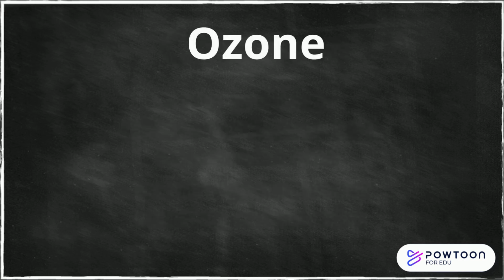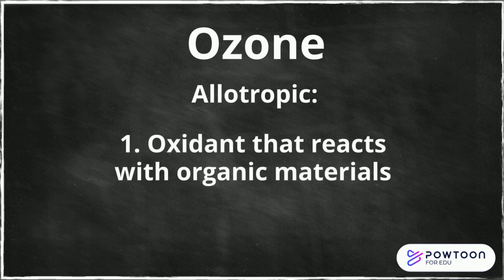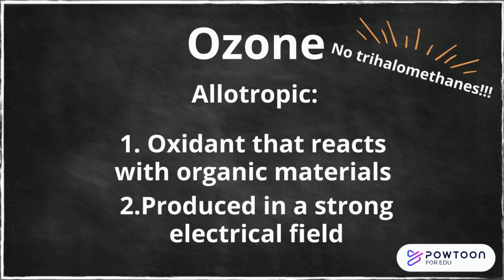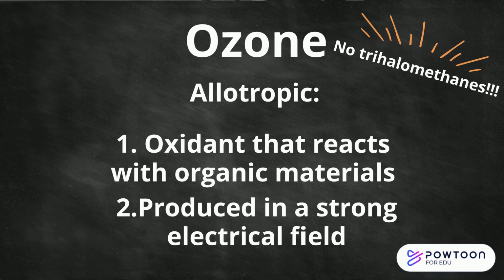Ozone, another method of disinfecting, is what's called an allotrope, or a different form of oxygen. It's a powerful oxidant that reacts with organic materials. It's produced in a high-strength electric field from oxygen. A major advantage of ozone is that the trihalomethanes are not produced. Regulation requires a residual chlorine, and so if you're using ozone, you actually have to add chlorine after the ozone so that you have a residual chlorine.